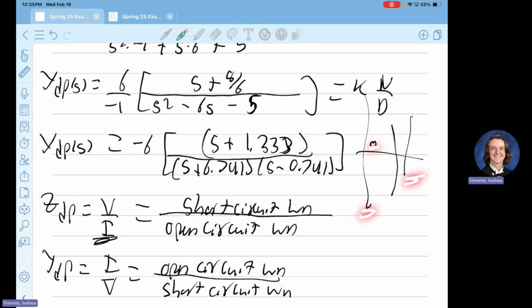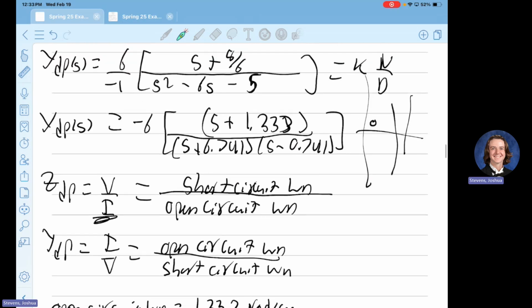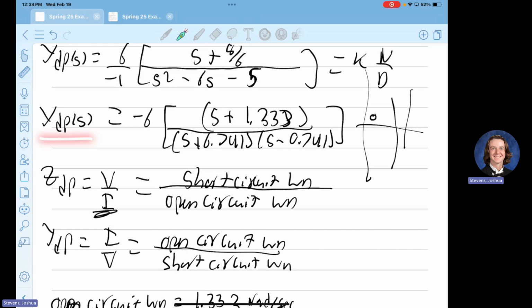Okay, so you want to look for the short circuit poles and you want to look for the open circuit poles. So we have the driving point admittance, which in the denominator has our short circuit poles. Does that make sense? Because we're looking at the denominator of our driving point admittance, and we've already defined that as our short circuit omega n. Do y'all agree? Yes, no? Y'all got any questions on that? Okay, I'm going to trust that you understood that.